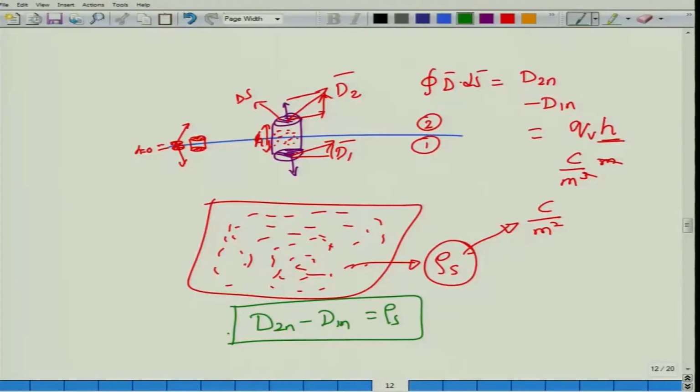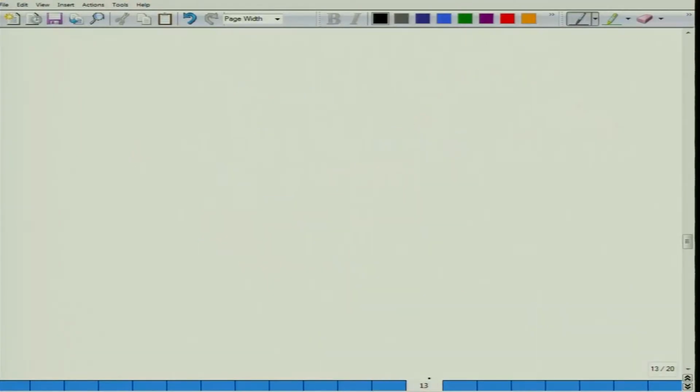Finally, we have the integral of B dot dS equal to 0, and you can very easily see that this simply leads to the condition that the normal component B2n minus B1n must be equal to 0. So these are the four major boundary conditions that we have described and we have discussed.